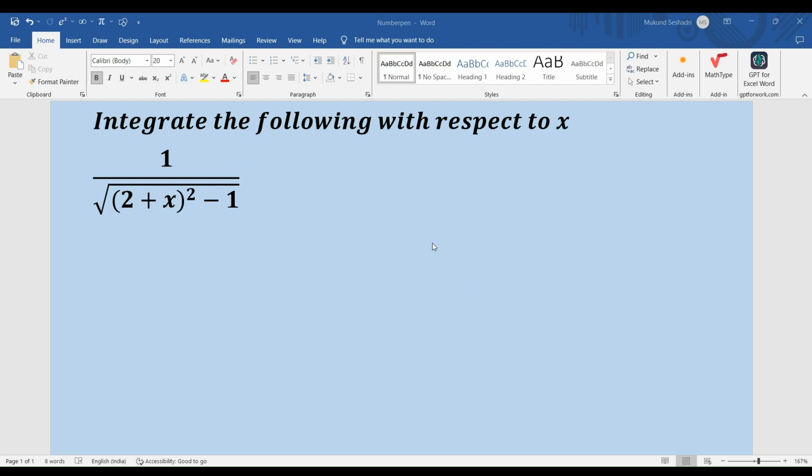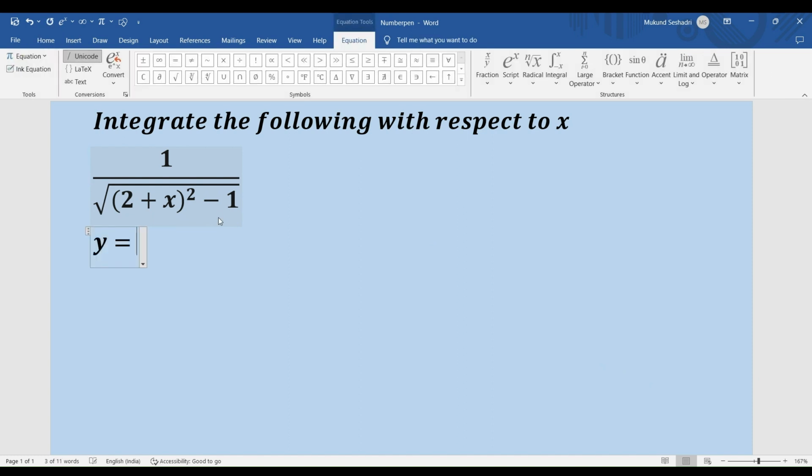So there we have the problem on the screen. Differentiating y with respect to x, we have 1 by square root of (2 plus x) the whole square minus 1. So what we've been given is dy by dx and we've been asked to find y. My y is nothing but the integral of the given expression. So let's write down what our y is.